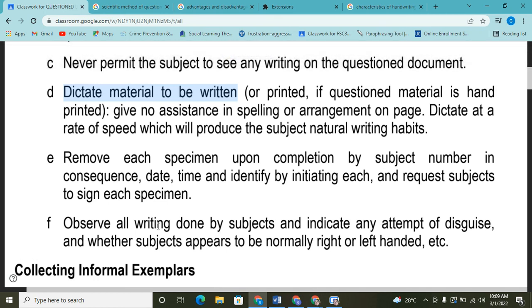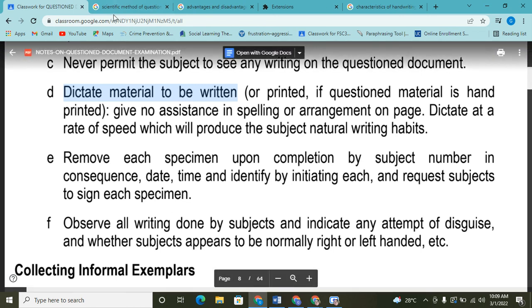So there should be an interval. Give a blank material, dictate, remove it, let the subject rest a bit and ask questions so that he forgets how he disguised his handwriting, then give another blank document and dictate again. Just make sure that each dictation is signed by the writer or subject to acknowledge that it was written by him, with the date, the time, the name, and the signature.